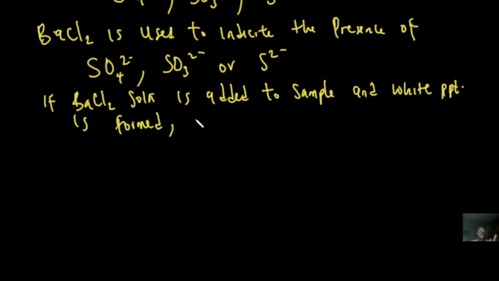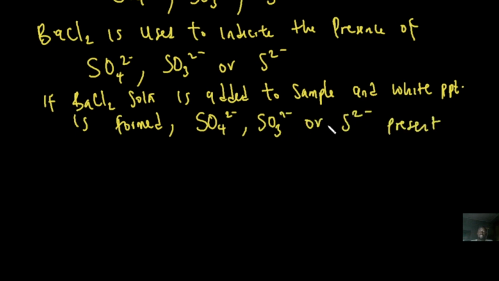In this case, once you see barium chloride, start suspecting sulfate, sulfite, and sulfide. Sulfate is SO4 2-, sulfite is SO3 2-, and sulfide is S2-. So let's get to work. If barium is added to the sample and a white precipitate is formed, it means that SO4 2-, SO3 2-, or S2- is present.